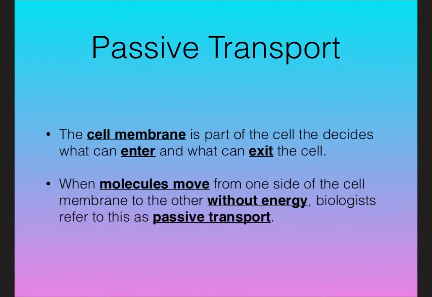The cell membrane is the part of the cell that decides what can enter and what can exit the cell. This is something we've talked about before when we discussed cell organelles. It's like a security guard. It decides what can go in and what can go out of the cell. When molecules move from one side of the cell membrane to the other without energy, that's the key right there. No energy is required. This is what we call passive transport, and there are those three types.